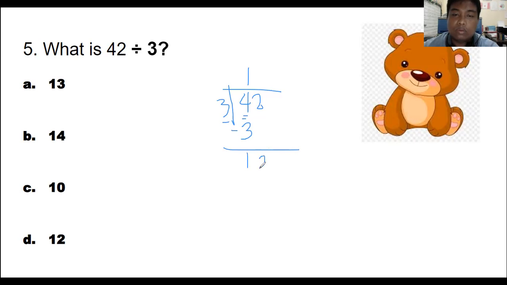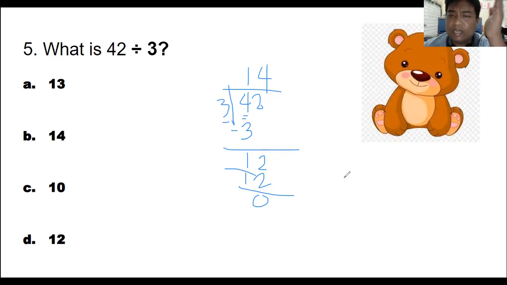Then bring down 2. Then 12 divide 3. So look at the multiplication of 3. 3 times 1, 3. 3 times 2, 6. 3 times 3, 9. 3 times 4, 12. 3 times 5, 15. So we'll use the 3 times 4. Okay. So the answer is 3 times 4, 12, no? So then subtract. Again, I have in the video that we had last time.